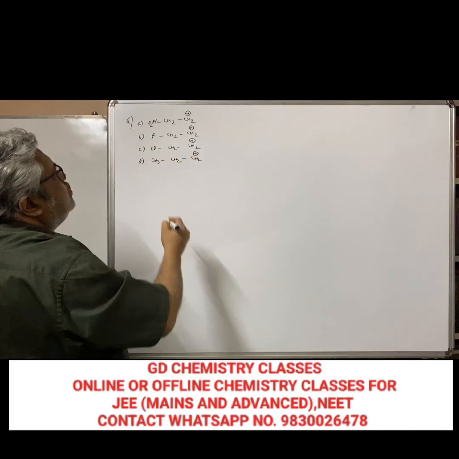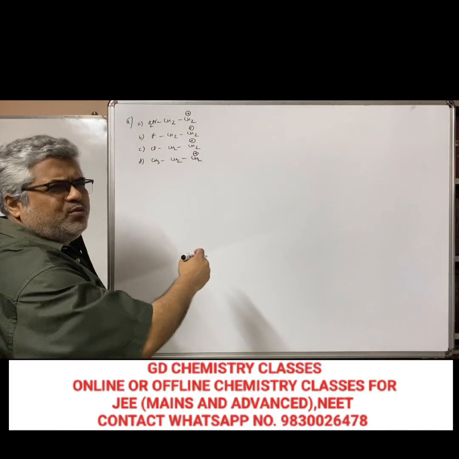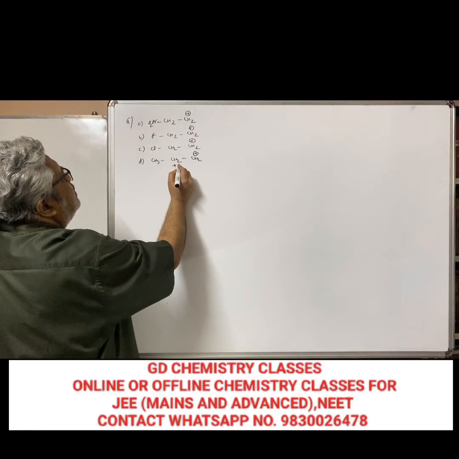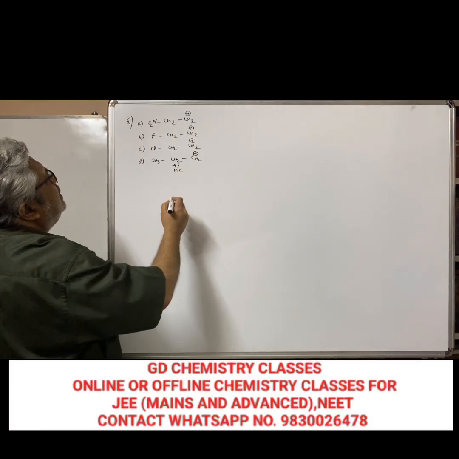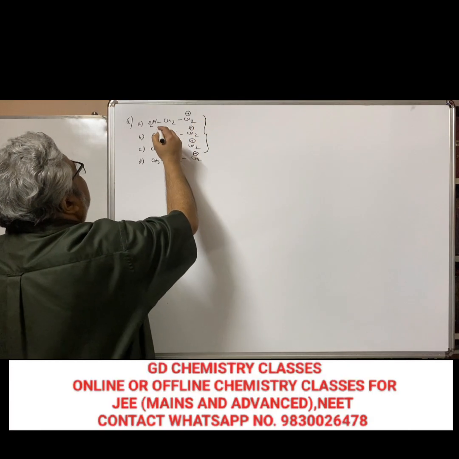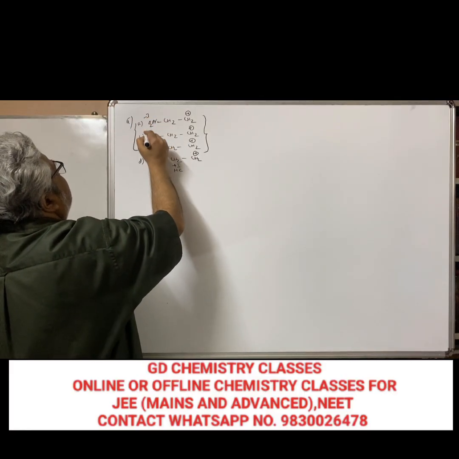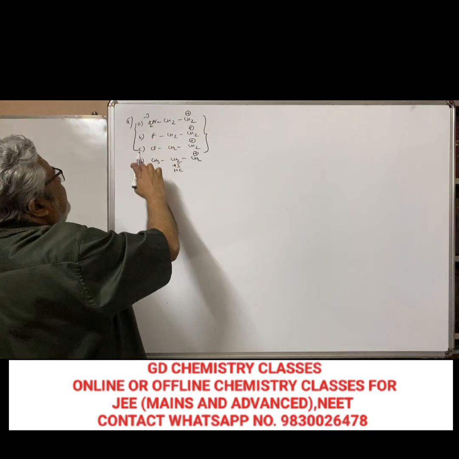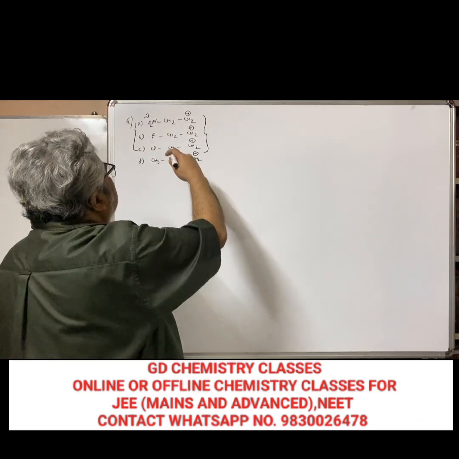Suppose you are being asked to arrange this in order of decreasing stability. It is very simple. In D there is plus I effect as well as hyperconjugation. In all these three, from A to C, there are minus I effects. So obviously each of C, B, A will be less stable than D. That we already know. This is very simple.